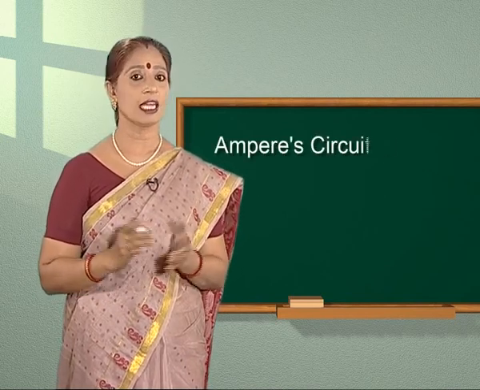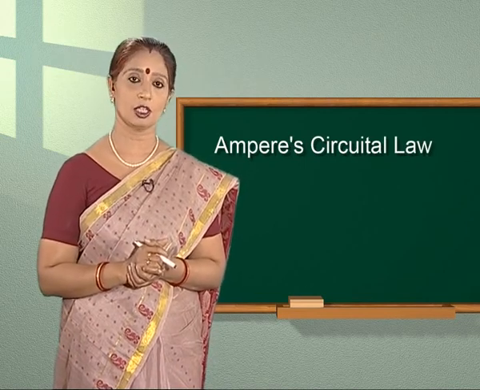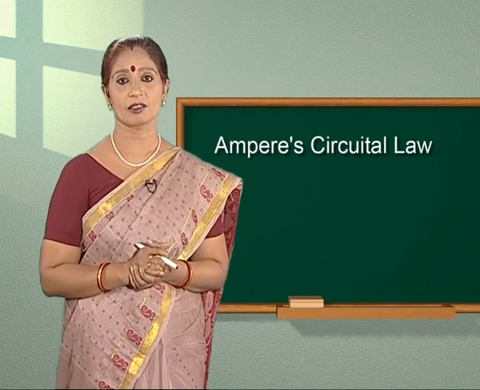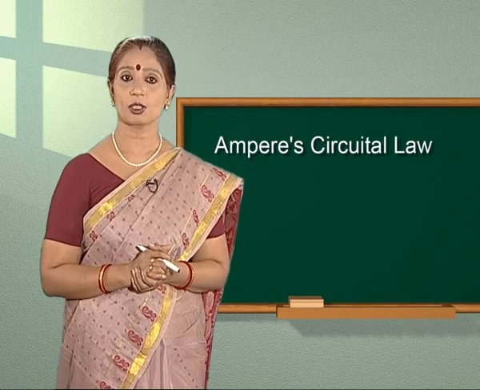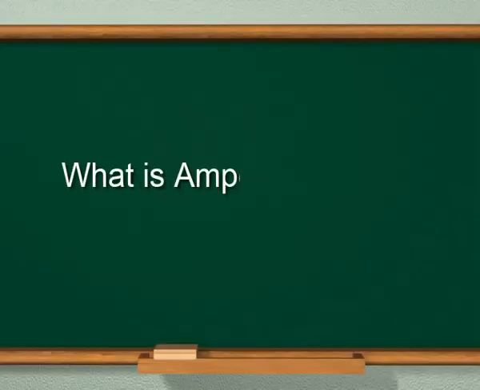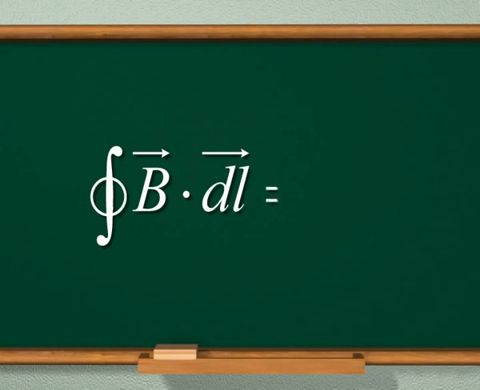I believe that all of you have now understood the concept of Ampere's circuital law and its applications. Let me ask you some questions now. My first question is, what is Ampere's circuital law? The answer is, according to Ampere's circuital law, the line integral of magnetic field induction B around a closed path in vacuum is equal to mu naught times the total current I threading the closed path.